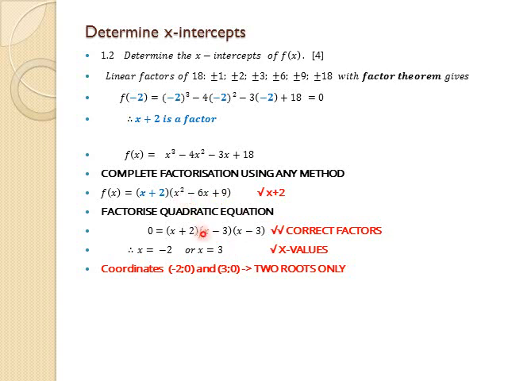Another mark for the other factor there, x squared minus 6x plus 9. If I factorize that, it becomes x minus 3 times x minus 3. x times x is x squared, negative 3 times negative 3 is positive 9, but minus 3x twice gives me minus 6x. So my x values, or my roots, are x equals negative 2 or x equals 3. So the coordinates are (minus 2; 0) and (3; 0). I have 2 roots only.